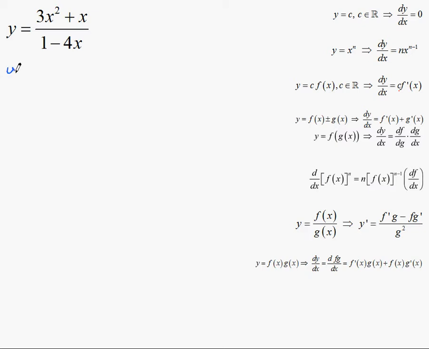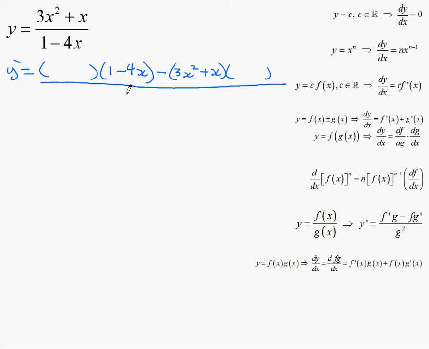So that's the rule we'll use here. Since we have a quotient, the derivative is going to be derivative of the top, keep the bottom. So I'm going to keep the bottom here first, minus keep the top, so that's 3x squared plus x. And we're going to need the derivative of the bottom all over the denominator or bottom squared.